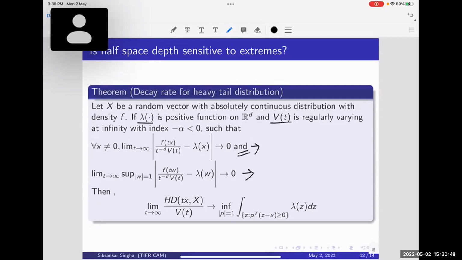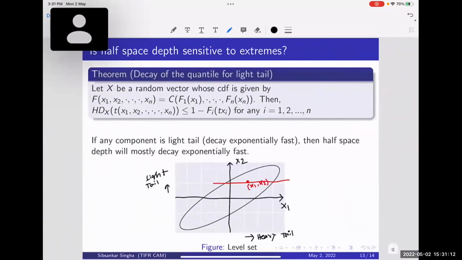In that case, we can prove that our half space depth is also decaying polynomially. And the right hand side quantity, that integral is finite, that we can prove, it will follow from there. So when we assume that some distribution is regularly varying, that means it is polynomially decaying, we get that our half space depth is also polynomially decaying. So in some sense, this quantile is doing good here.